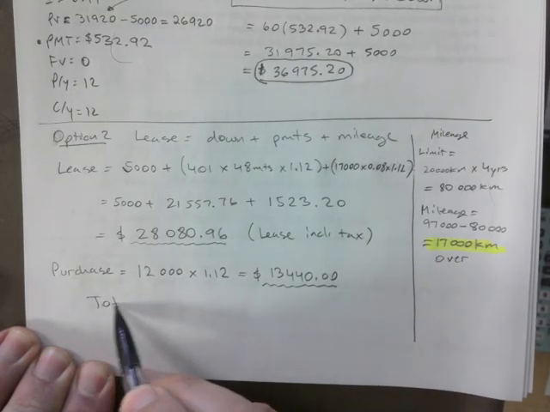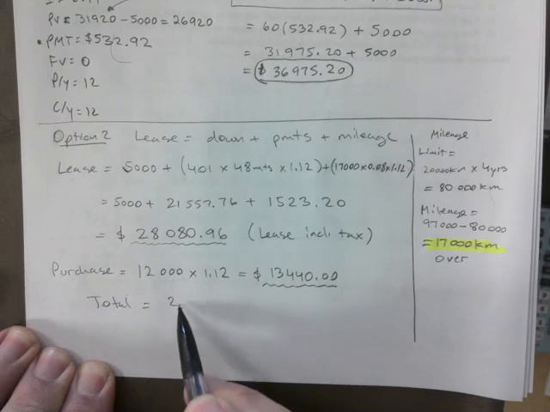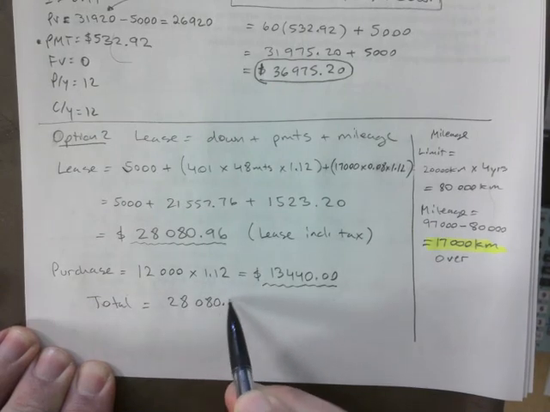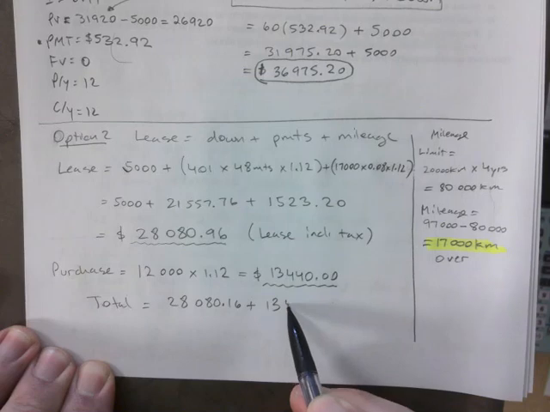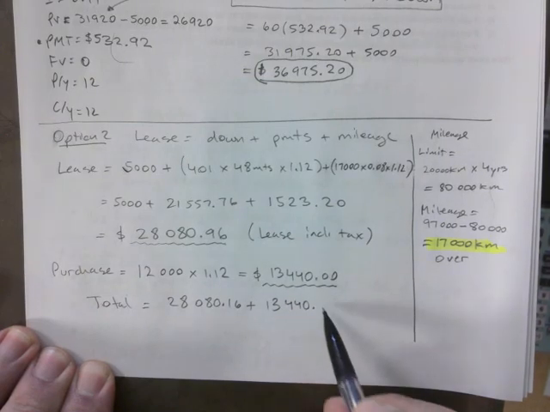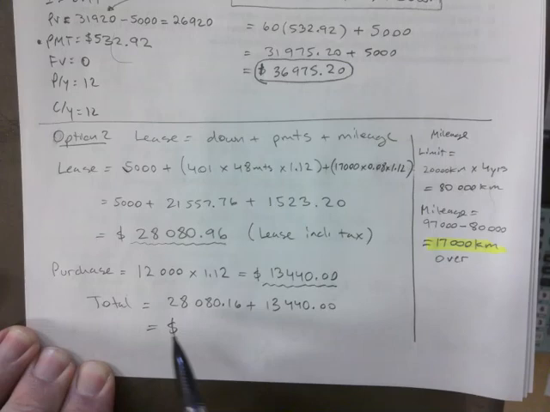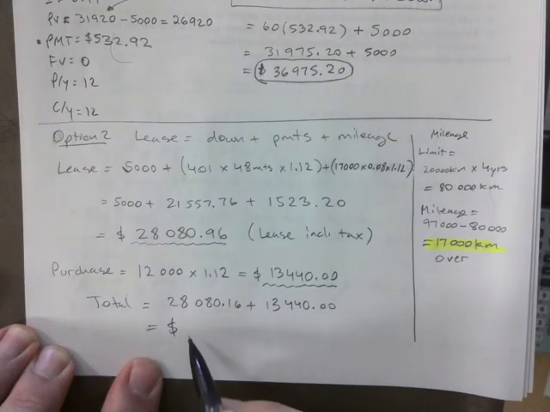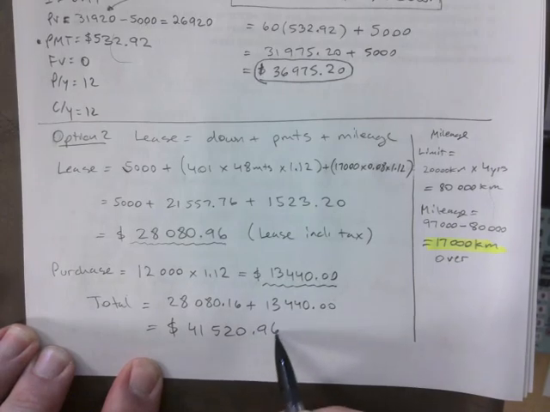So total would be the 28,080.96 plus 13,440. Okay. And here it is, 41,520.96.